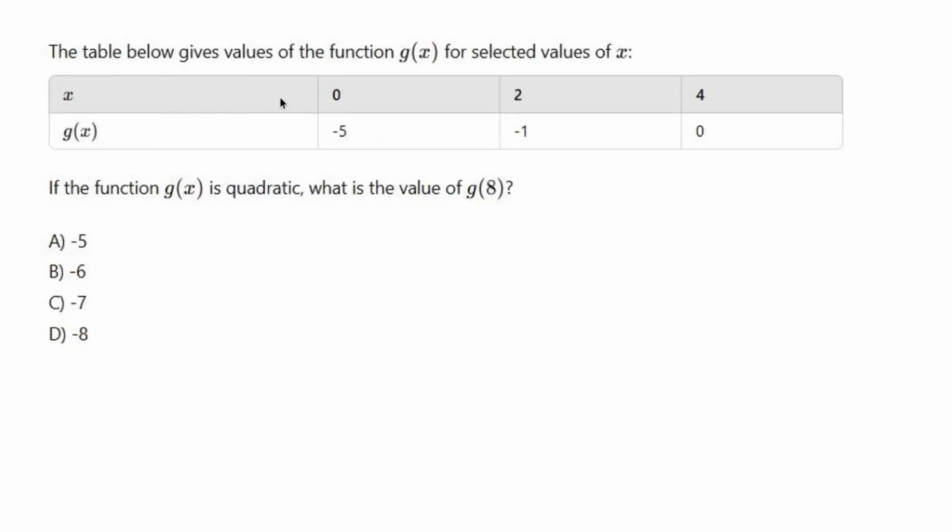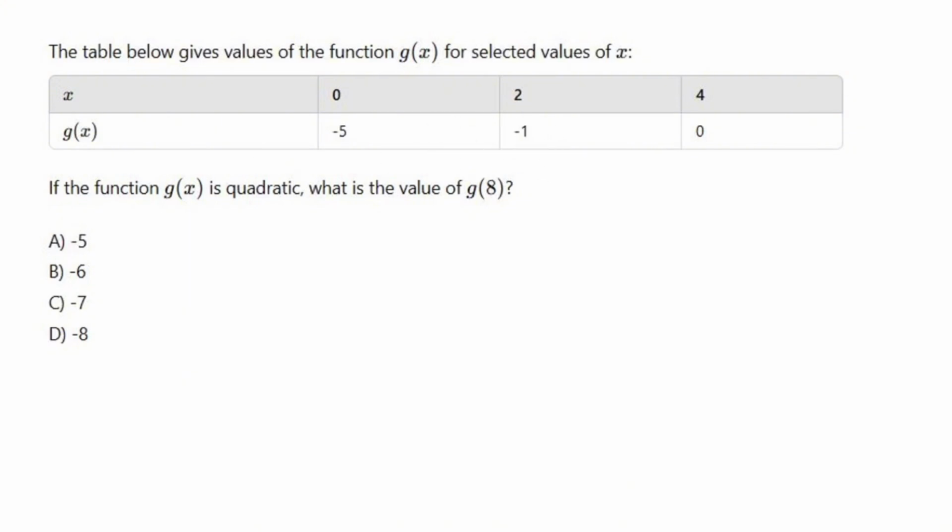The table below gives values of the function g of x for selected values of x. So x, you have 0, 2, 4, so those go up by 2 every time, so equal length input value intervals. And g of x is, I don't know, it's a mess. But what we do know is it's quadratic. So what is the value of g of 8? Well, let's see what we can do here. If it's quadratic, we should be able to find the rate of change of the rate of change.